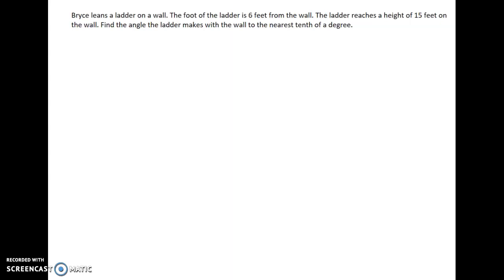So this problem is stating that Bryce leans a ladder on a wall. So we can draw a wall, for example, right here. And he's leaning the ladder on the wall, which is on an angle. And we know that the foot of the ladder is 6 feet from the wall.